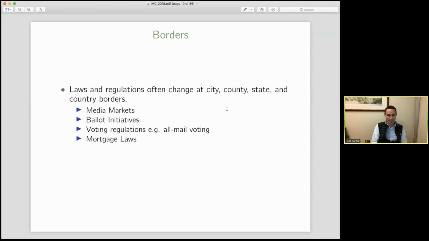Another example, there are many examples in economics, but one I've seen is mortgage laws. That is, do you live in a state with different mortgage laws, and how does that affect whether you had to go into foreclosure during the financial crisis?